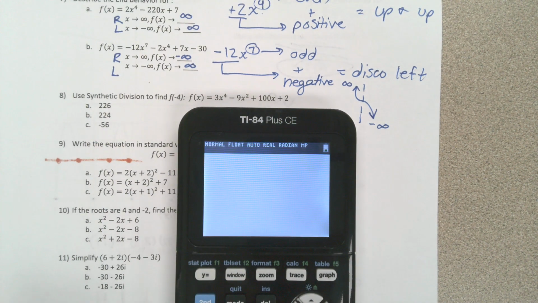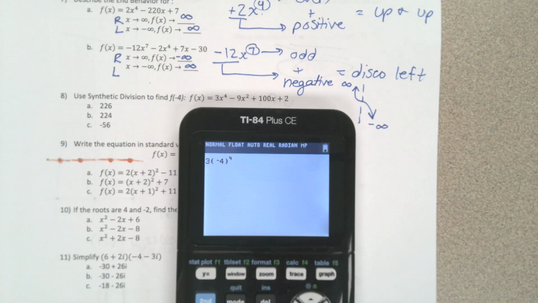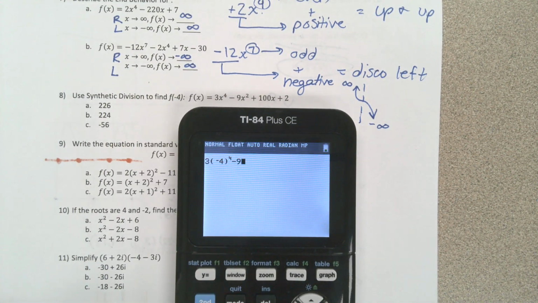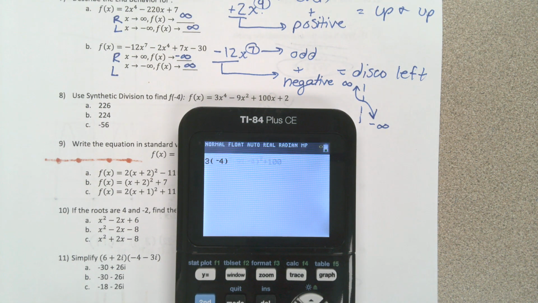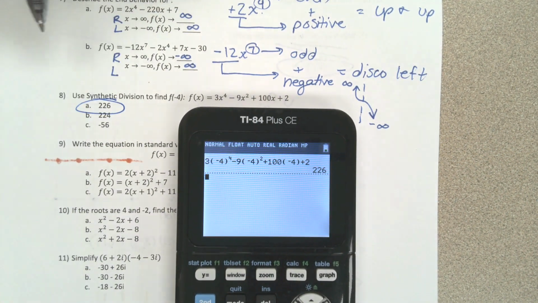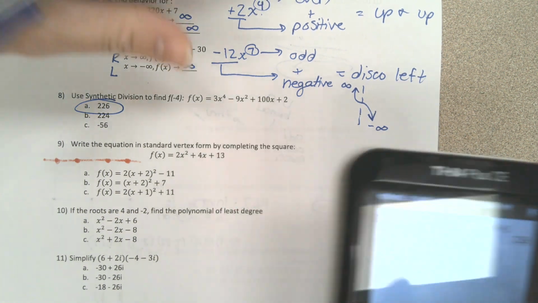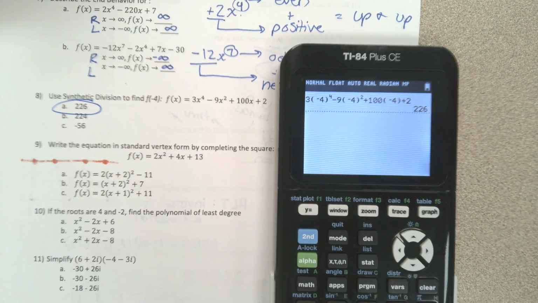you just plug it in. 3 times -4 to the 4th minus 9 times -4 squared plus 100 times -4 plus 2. 226. The answer is A. Now, if you set up the synthetic division and solved, your remainder should be 226. And remember, this is how we would check our answer. But again, on a multiple choice test, this is the level of work you have to do to get the answer.